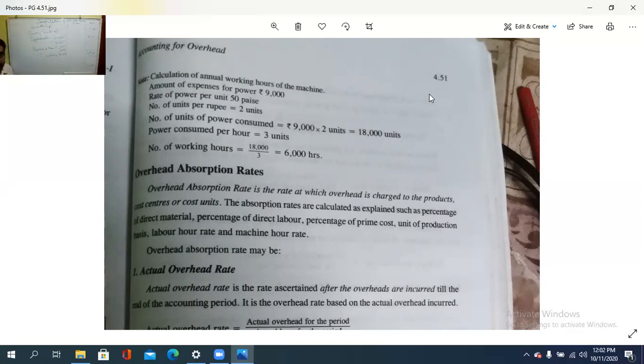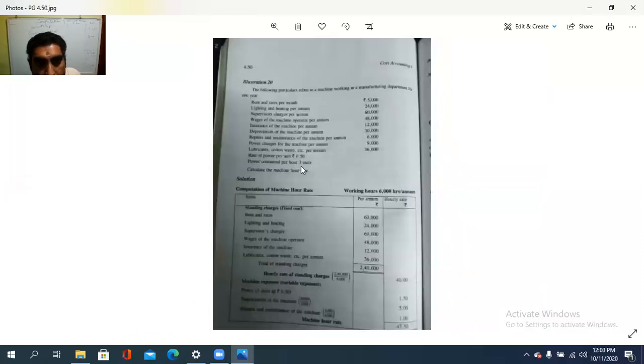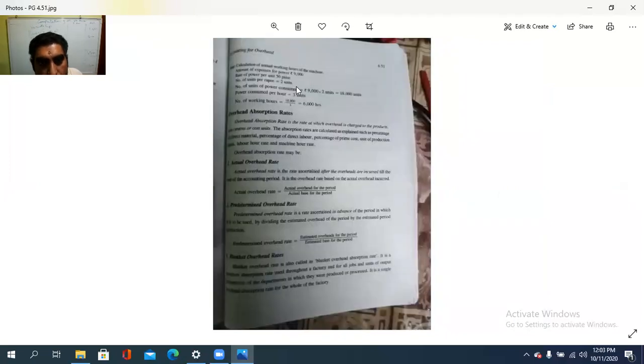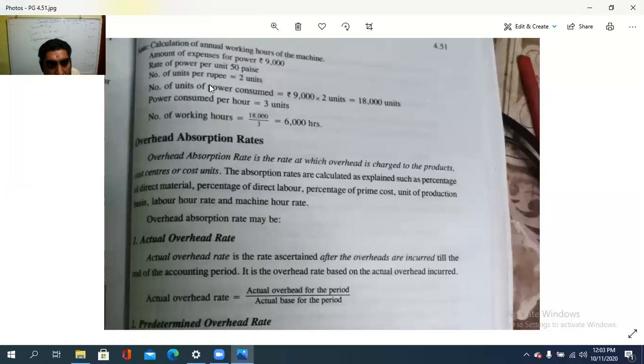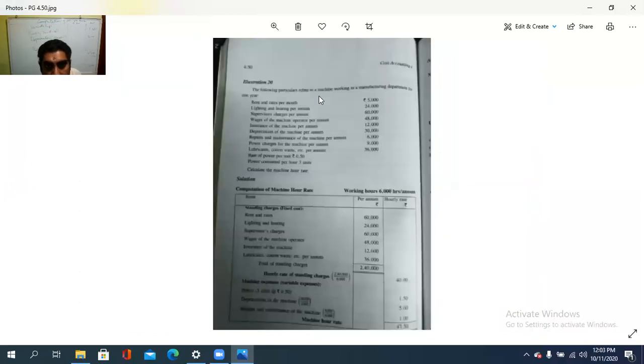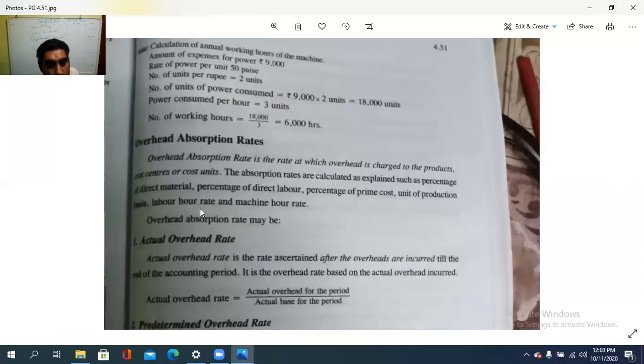So that is how the 6,000 per hour is derived. So amount of expenses is given, rate of power is given, number of units per rupee, I think that is also given in the question as 2 units. I think it is 3 units, but why is it coming as power consumed per hour, it is 3 units. Number of units per rupee it is 3, but instead of this they are putting 2. Maybe power consumed per hour is 3, but number of units per rupee is 2 units. It is not in the question. Maybe this is a printing mistake. This 2 units also needs to be given in the question.